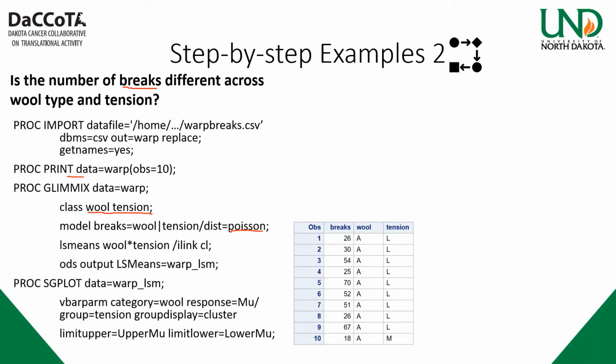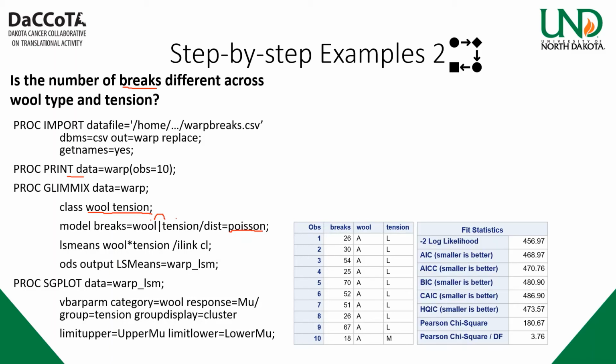We're going to model breaks as a function of wool, tension, and then in SAS, this straight bar means the interaction term. So wool, tension, and the interaction. We're going to make sure we know that it's a Poisson distribution, and we'll go from there. I'll explain these two in a second. So here are fit statistics.